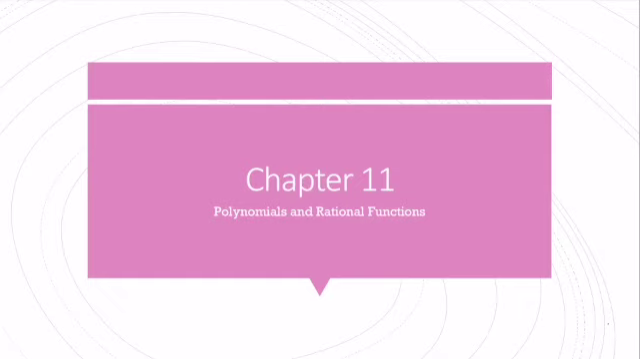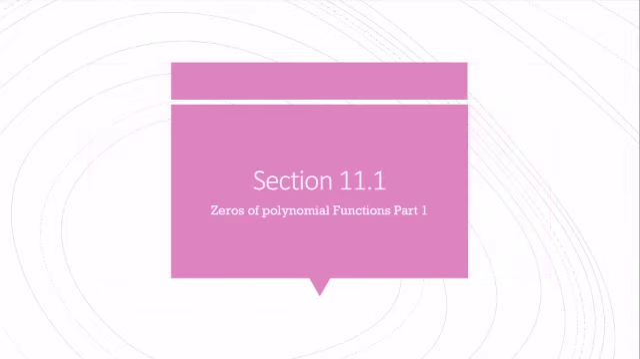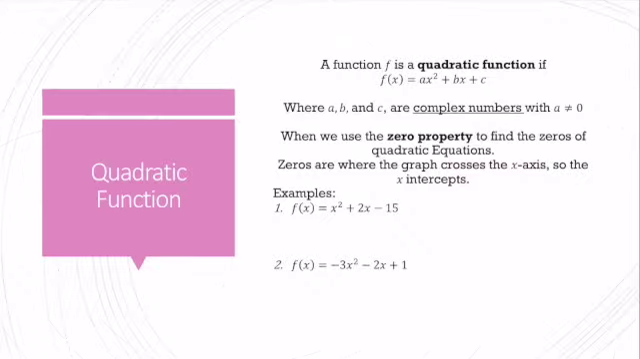Class, today we're going to be starting chapter 11, which is all about polynomials and rational functions. So section 11.1 covers zeros of polynomials. Let's take a look at that.